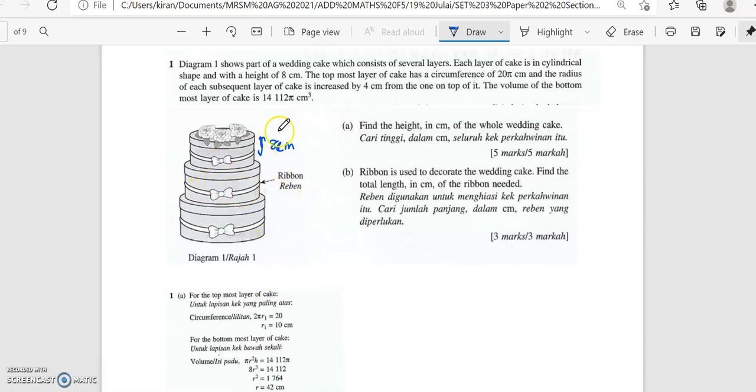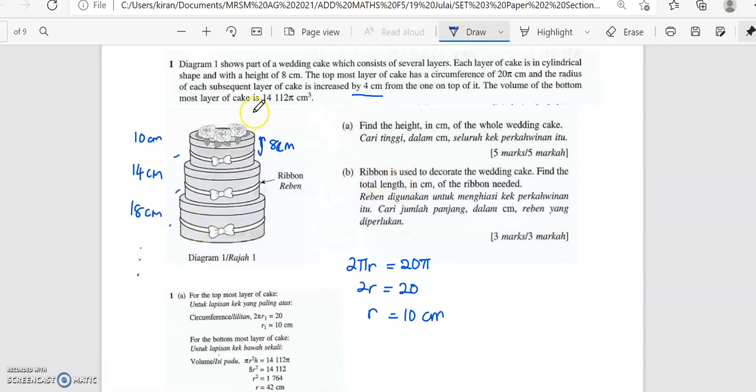Okay, and then kita cari dulu radius for the first topmost layer cake, because given that the circumference is 20 pi. Okay, so circumference is 2 pi r equal to 20 pi. Okay, so 2r equal to 20. So the top layer has a radius of 10 centimeter. Okay, and then the radius of each subsequent layer of cake is increased by 4 centimeter. So means that the top layer is 10 centimeter, and then the second layer is 14 centimeter, 18 centimeter, and so on.